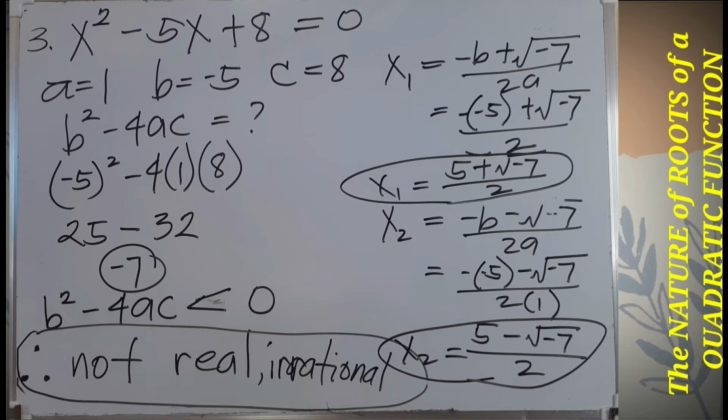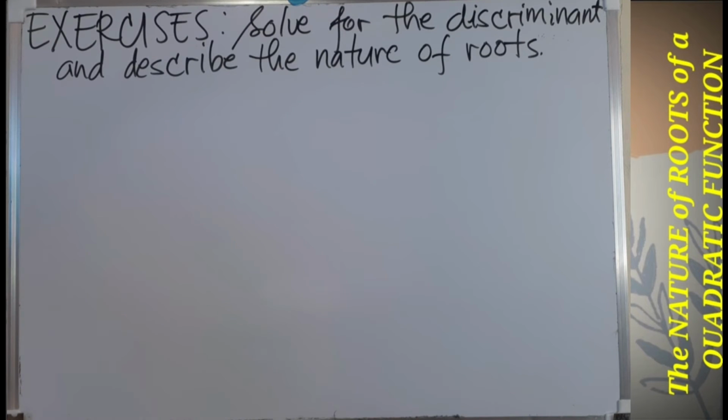You see, we don't have square root of negative numbers. So, the solution is irrational and not real. Now, we know and prove that the three situations of the discriminants are all true. Let us solve the following exercises. Solve for the discriminant and describe the nature of roots.